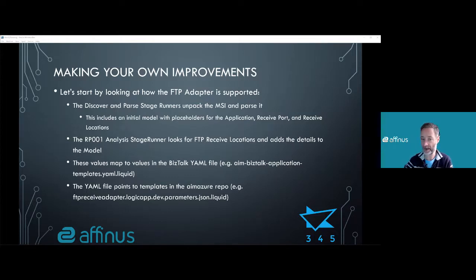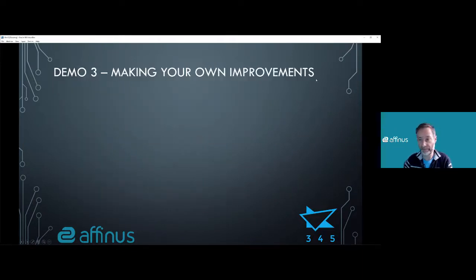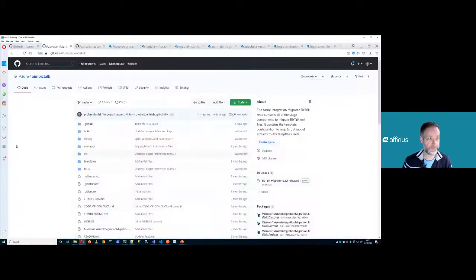So we run through and build a model, then we use that model and a liquid template to build a YAML file, and then that YAML file describes how we are going to change the templates that are output at the other end. It makes more sense when I go through and do a demo. So we'll do a demo, making your own improvements. So we will come out of PowerPoint, hopefully.